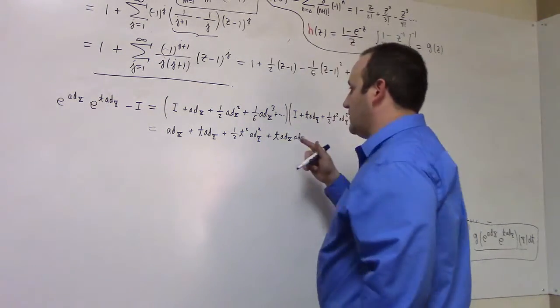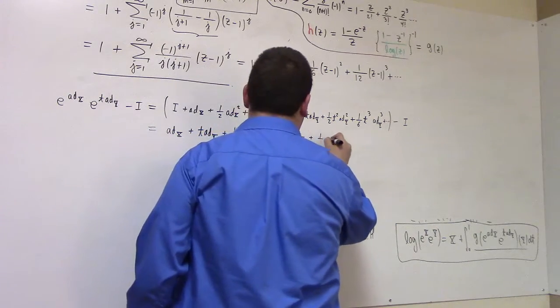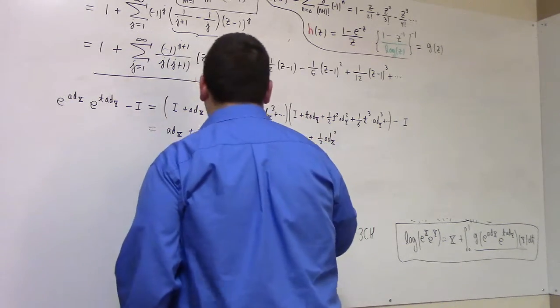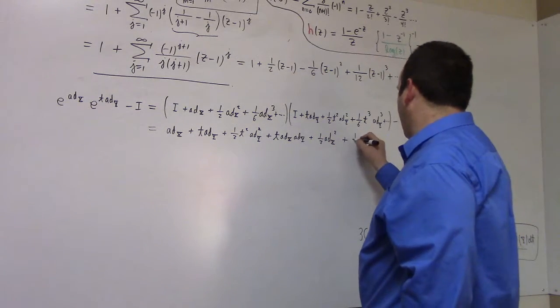Is there anything else, second order? Yeah, 1/2 ad x ad x. All right, and then what's the third order stuff? 1/6 t cubed ad y cubed.